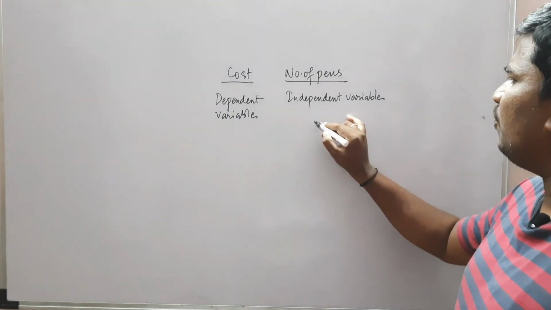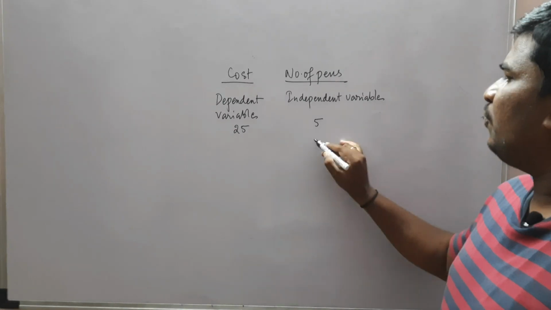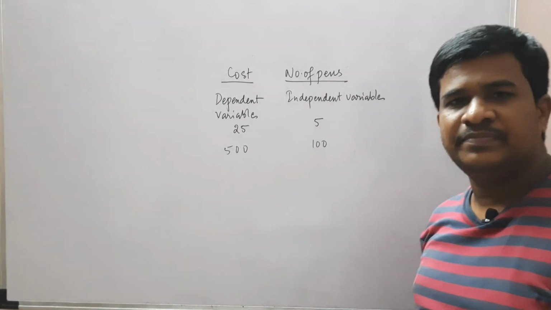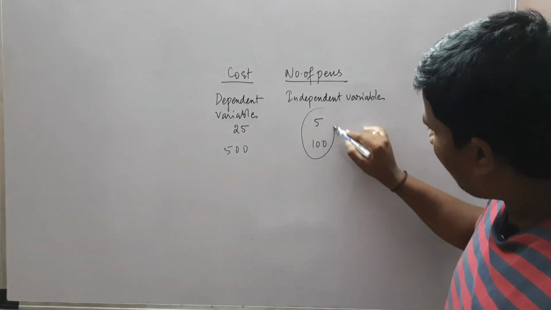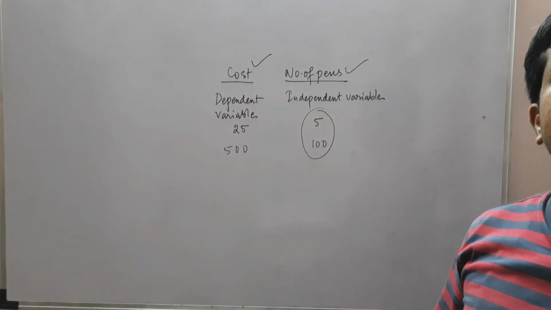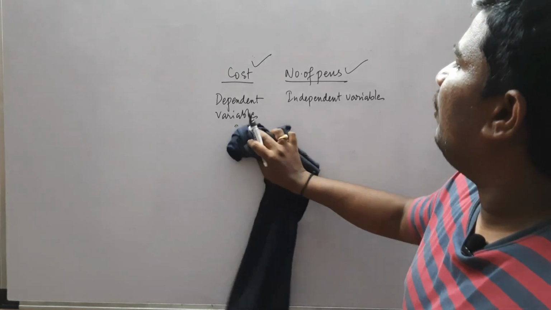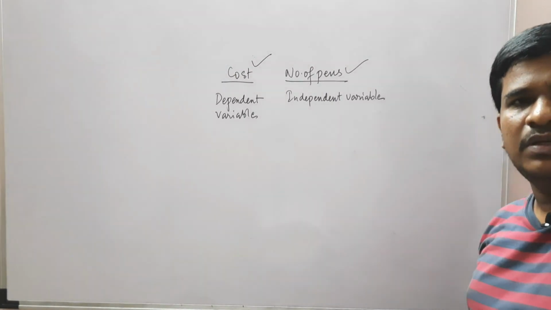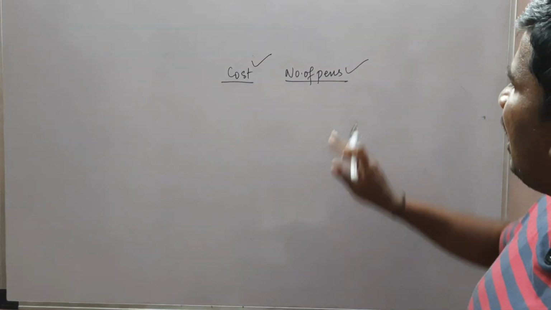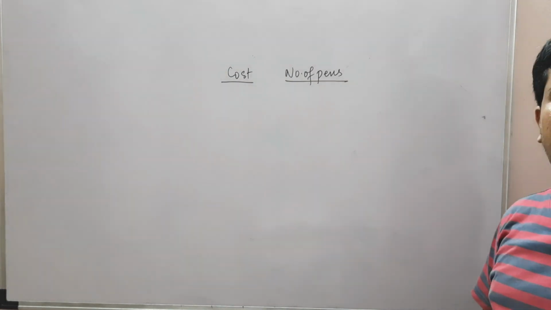So for example, if you want to buy 5 pens, you should spend 25 rupees. If you want to buy 100 pens, you should spend 500 rupees. So the number of pens is the independent variable, cost is the dependent variable. I hope you all are clear with independent and dependent variables. Right. So in this particular example, we are clear that the number of pens is the independent variable, cost is the dependent variable.